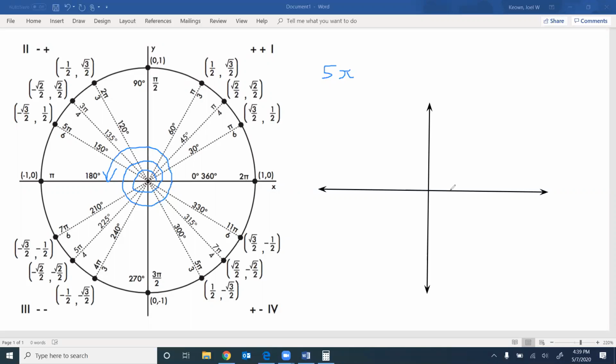So I want to go 1, 2, 3, 4, 5 times. So let's see here. How would I actually draw my arrows? Well, there's my first one. So we went around 1 pi, 2 pi, 3 pi, 4 pi, and then back here for 5 pi. That would be 5 pi.